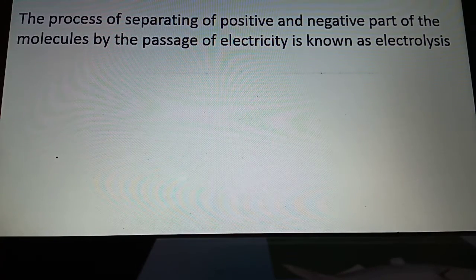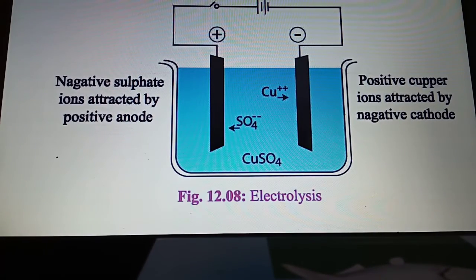Electrolysis. What is electrolysis? The process of separating the positive and negative parts of the molecules by the passage of electricity is known as electrolysis. Explanation of the electrolysis of copper sulfate solution. This is a very important one.